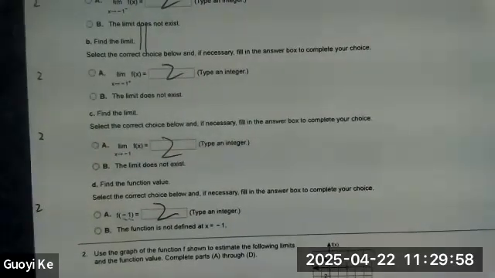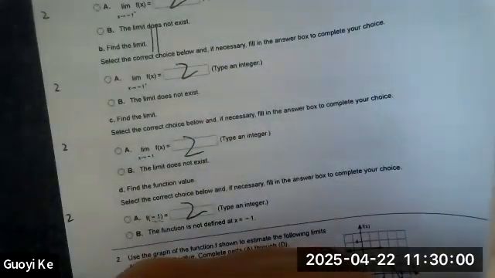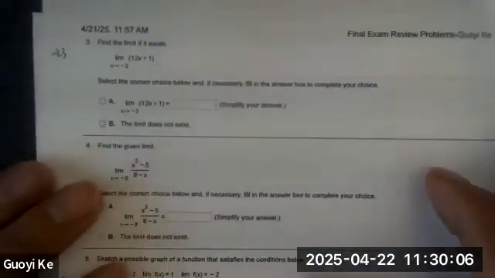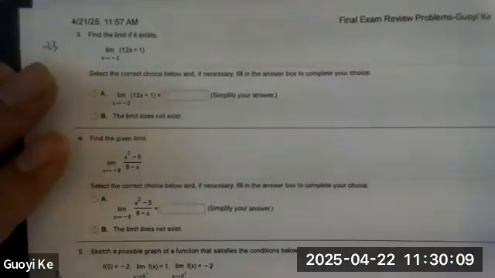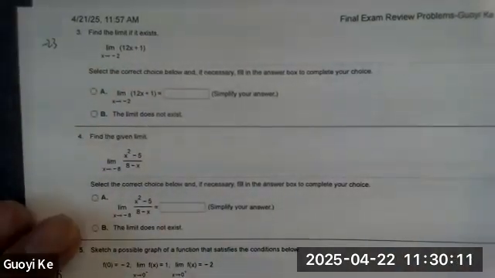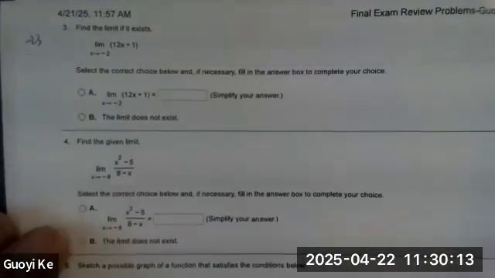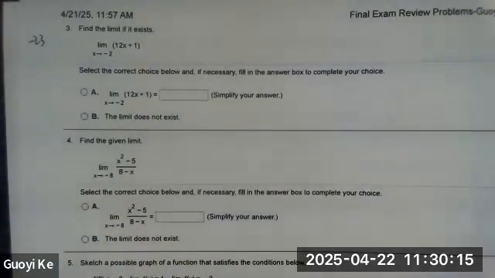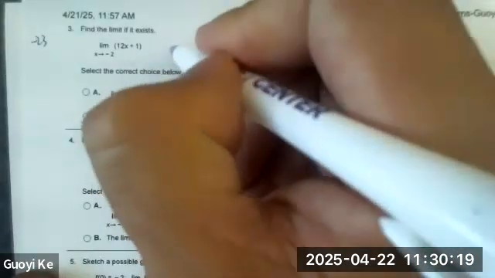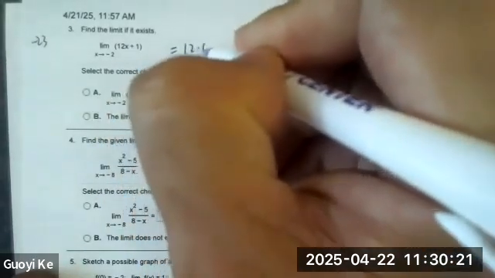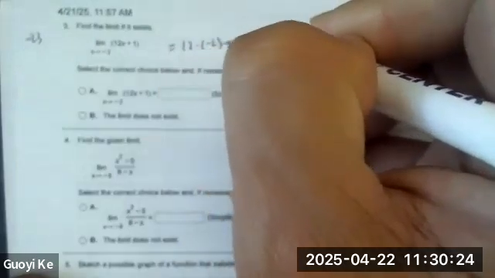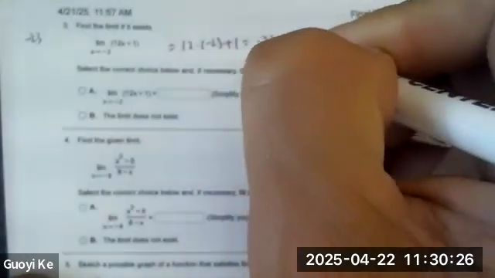Now let's go to question 3. Question 3 is about the limit without a graph. I just gave you a function. So how to find the limit of this? Here we plug in. It's very straightforward. So plug in -2, and we get -24 equals -23. So the answer should be -23.